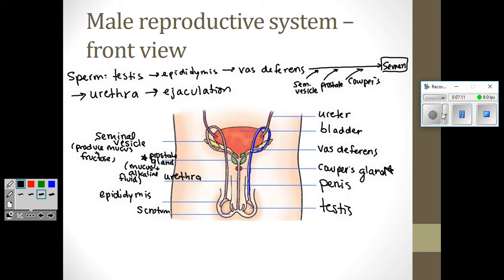Now, does anyone want to ask anything about male reproductive structures, or perhaps the path that sperm follows as it moves through the male reproductive tract? Okay.